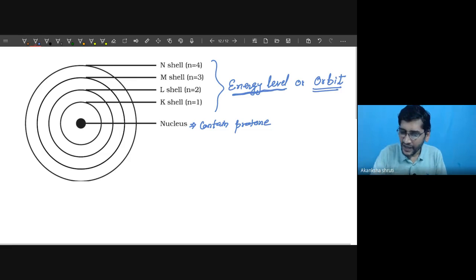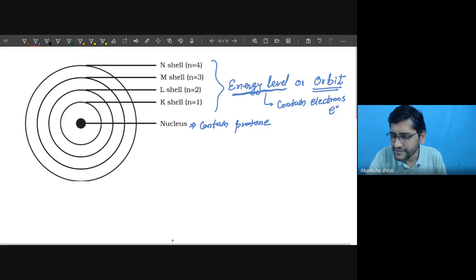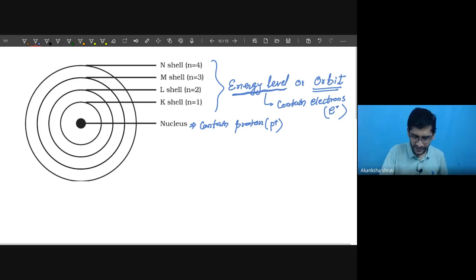Students, and over these orbits, what will they contain? Which material will they contain? Electrons, students. Electrons. Yes, electrons are negatively charged. These protons are positively charged. So in symbol form, it is denoted as P plus, and this is e minus. More than one is possible, so electrons. Okay, it is this one.